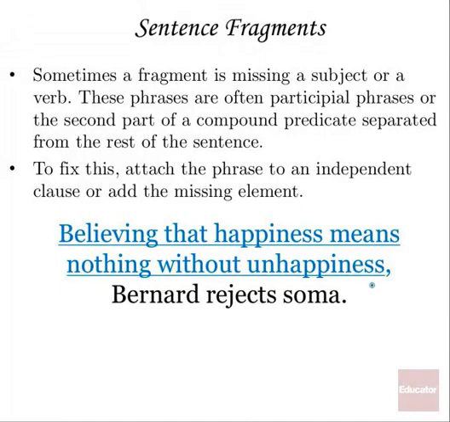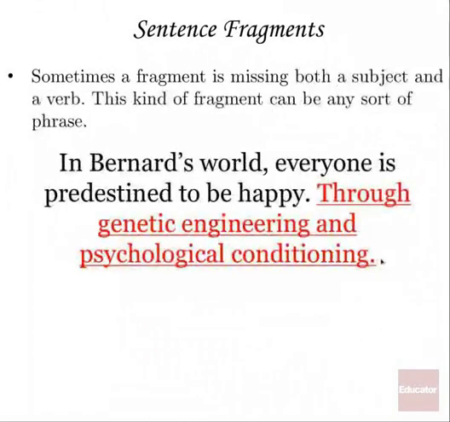So we could tack it onto this working sentence, Bernard rejects soma, and say, believing that happiness means nothing without unhappiness, comma, Bernard rejects soma. You could also change it to say something like, Bernard believes that happiness means nothing without unhappiness. And then to avoid repetition, you would say in the next sentence, he rejects soma. Either one would work perfectly well. We either add the missing element, add a subject, or we tack it on to an independent clause and make a bigger sentence.